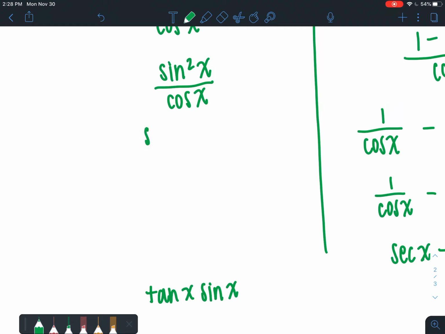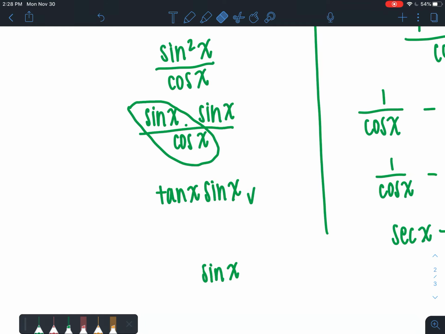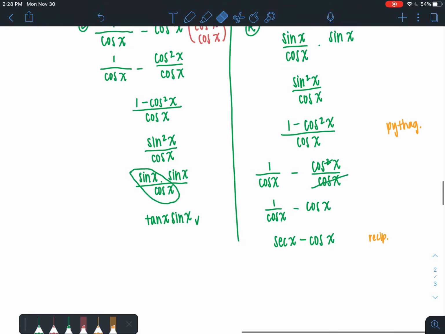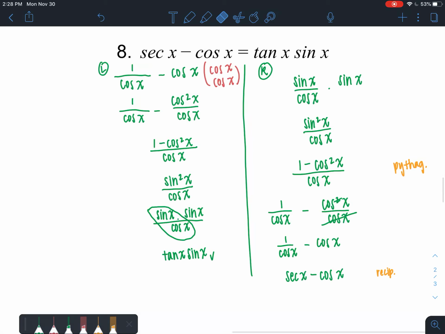I can rewrite this as sine of x times sine of x over cosine of x, because that's what squared means. And so then you'll notice that this right here is tangent, and that's sine. So we have tangent of x, sine of x, and we get our final answer there. Okay, so one of those may have made more sense to you than the other. It basically is the same thing, just backwards for that one. Sometimes it doesn't work out that way.